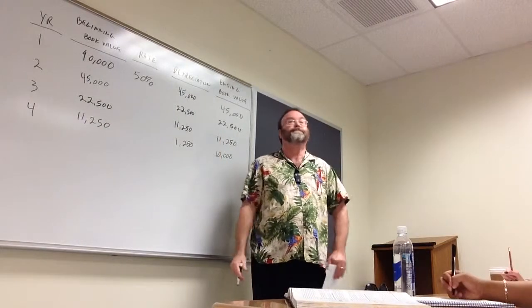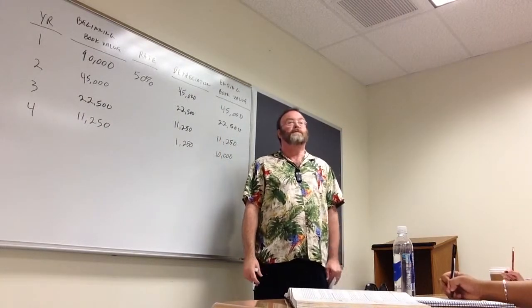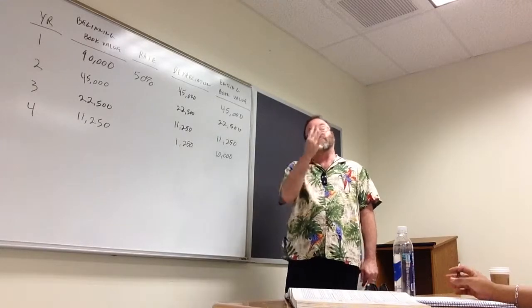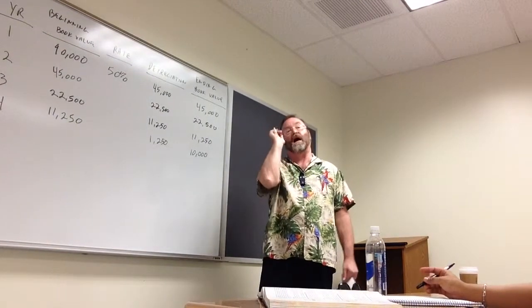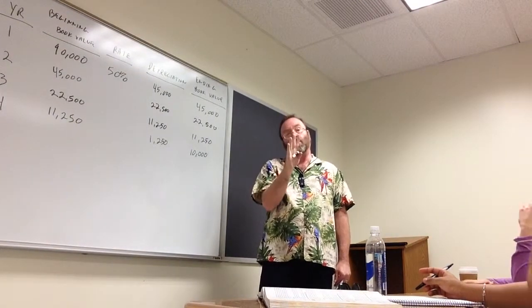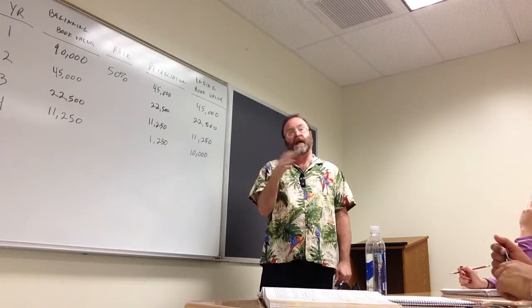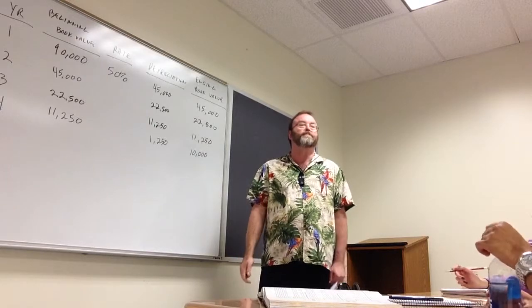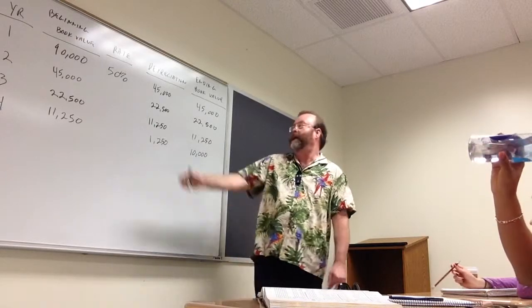That's it. Yes, sir. Where'd you get the 50%? Double the straight line rate. So it's a 4-year property. If you take 100%, divide it by 4, you get 25% as a straight line rate. Double it. So every rate will be the same except for the fourth year? Yeah, it's always 50%.